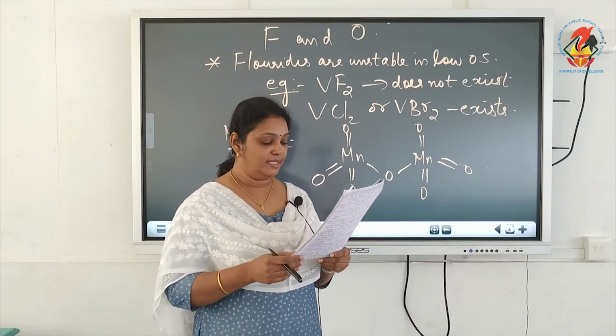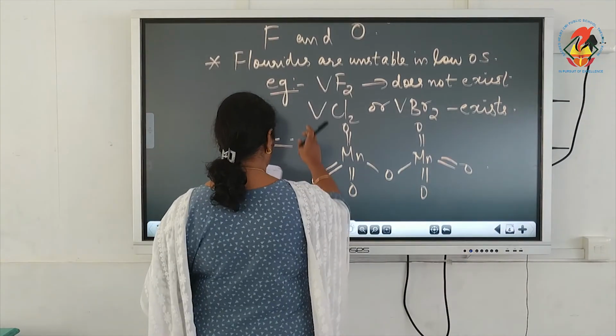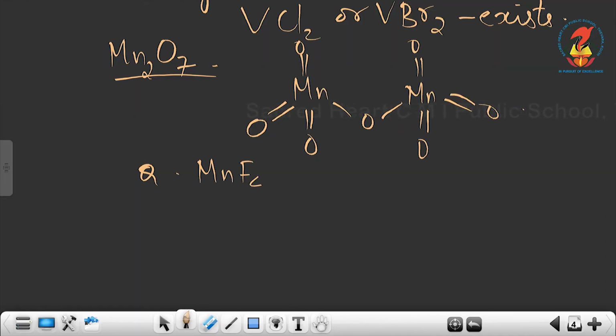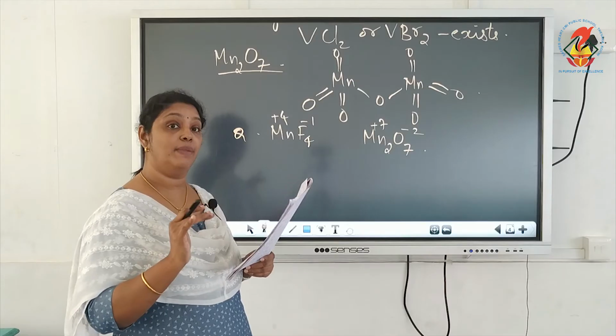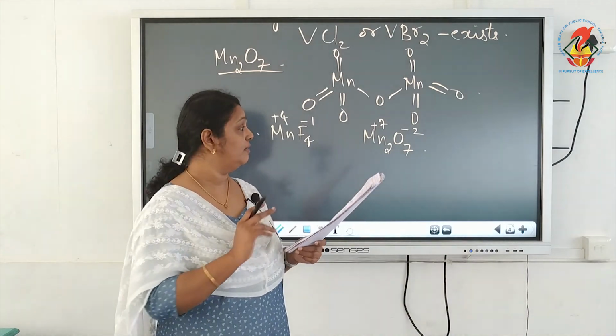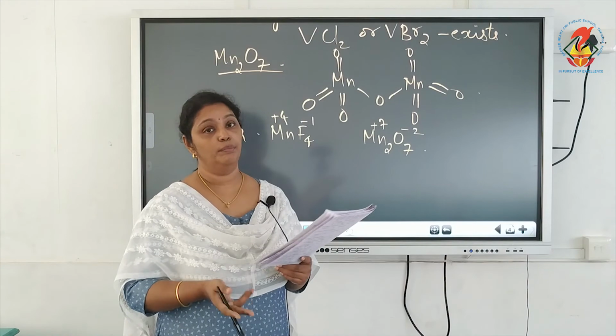Now the next question is, the highest fluoride of manganese is MnF4, but the highest oxide is Mn2O7. Why? You can see the oxidation state of manganese in MnF4 is +4 and in Mn2O7 it is +7. Oxygen will stabilize the transition elements in higher oxidation state. Why? What is the answer for this? Because of the ability of oxygen to form multiple bonds.